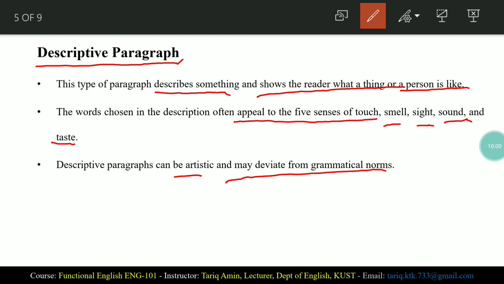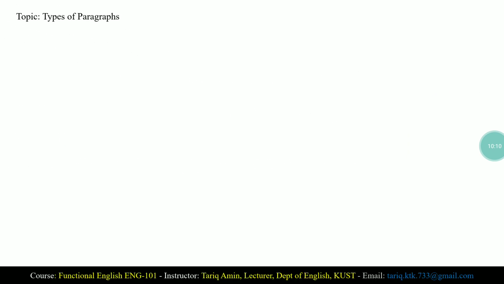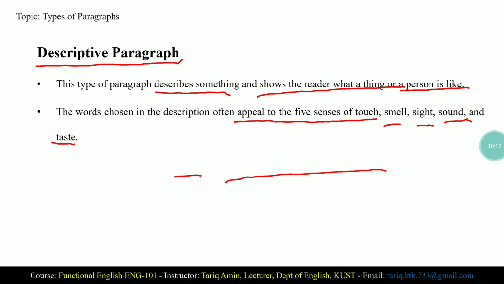There are a number of grammatical norms, and your descriptive paragraph may deviate from those very norms, and it can be artistic. So a descriptive paragraph describes something. For example, you want to describe your laptop, so you can write a descriptive paragraph on your laptop.